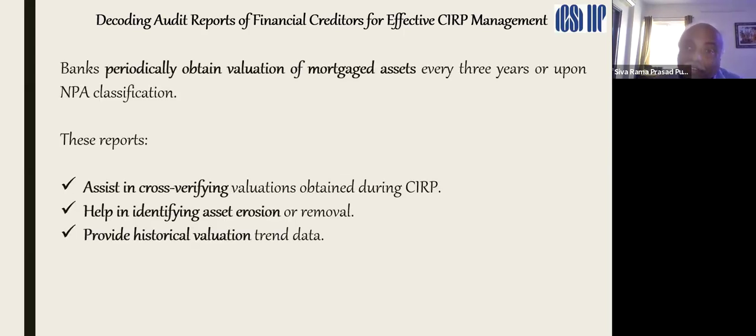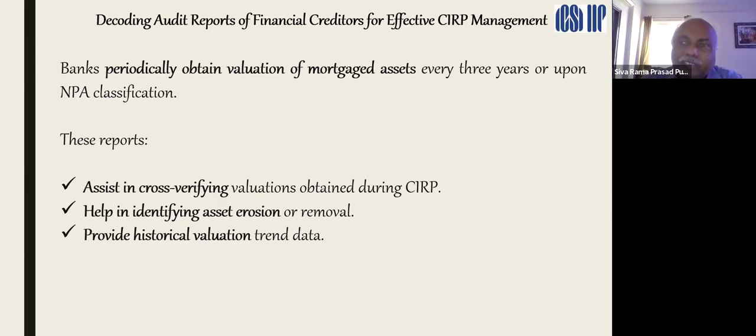Banks periodically obtain valuation of mortgaged assets every 3 years or upon NPA classification. So the latest classification of NPA is also available. These reports assist in cross-verifying the valuation obtained during CIRP.